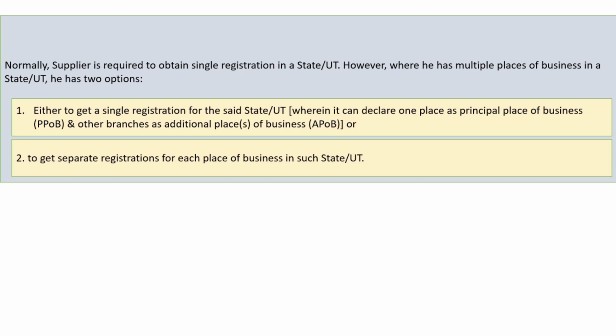Or he has another option. He can also go for a separate registration for each business place. That means he can get separate registration for each place of business in such state or UT. So he has two options. उसके पास दो ऑप्शन है, या तो वो एक ही रजिस्ट्रेशन ले ले और उसमें एक प्लेस को वो पीपीओबी डिक्लेयर करे और बाकी जो ब्रांचेस है उसको वो एपीओबी डिक्लेयर करे, या तो वो अलग अलग रजिस्ट्रेशन लेना चाहता है हर एक प्लेस ऑफ बिजनेस के लिए, तो वो भी पॉसिबल है उसके लिए.